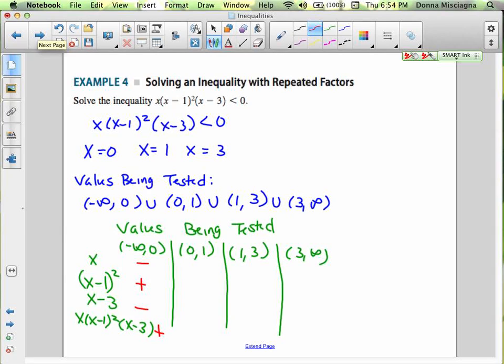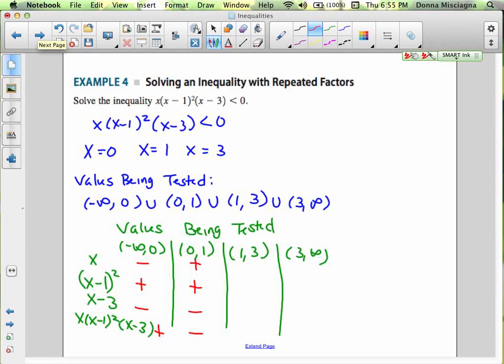If I plug in something between 0 and 1, those are positive values, so x will be positive. X minus 1 squared is always positive. If I plug in something between 0 and 1 for x minus 3, I'm going to have something negative, because that's less than 3. If I take something less than 3 and subtract 3 from it, it's going to be a negative number. I'm multiplying two positives and a negative. That's going to be a negative. An odd number of negatives makes it negative.